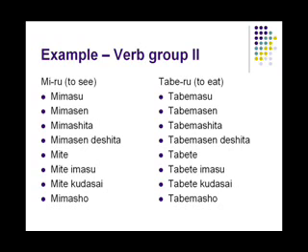Let us move on to taberu. Tabemasu means eat or will eat. Tabemasen means do not eat or will not eat. Tabemashita means ate. Tabemasen deshita means did not eat. Tabete is the te form. Tabete imasu means eating. Tabete kudasai means please eat. Tabemashou means let us eat. Tabemashou ka will mean shall we eat. So those are the various forms.